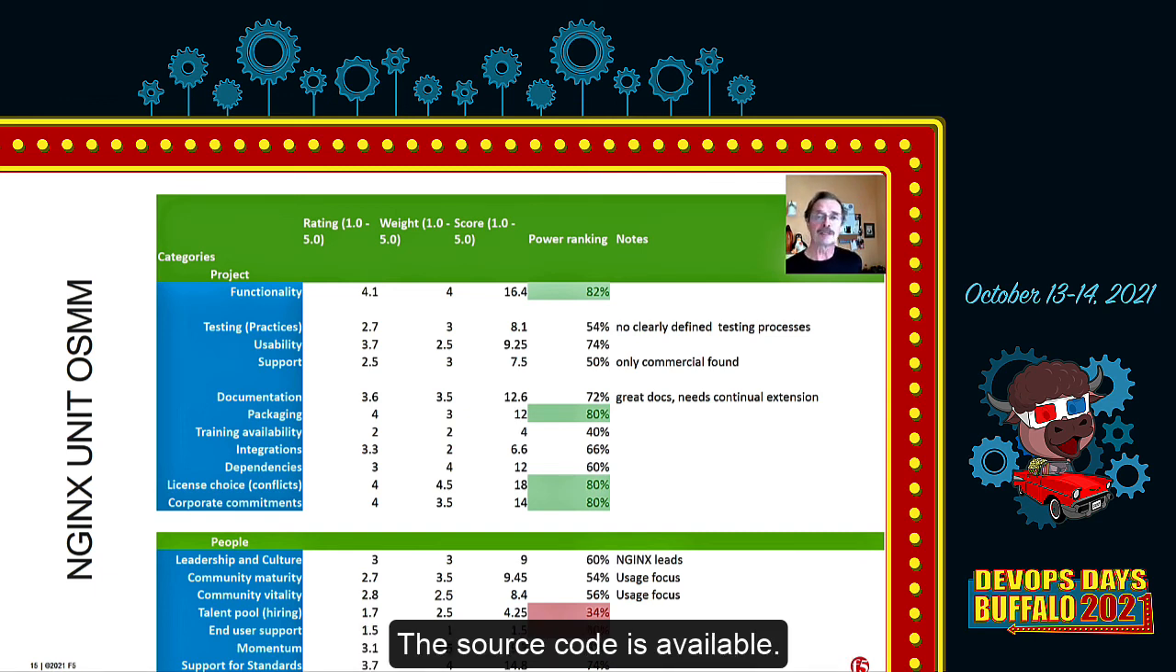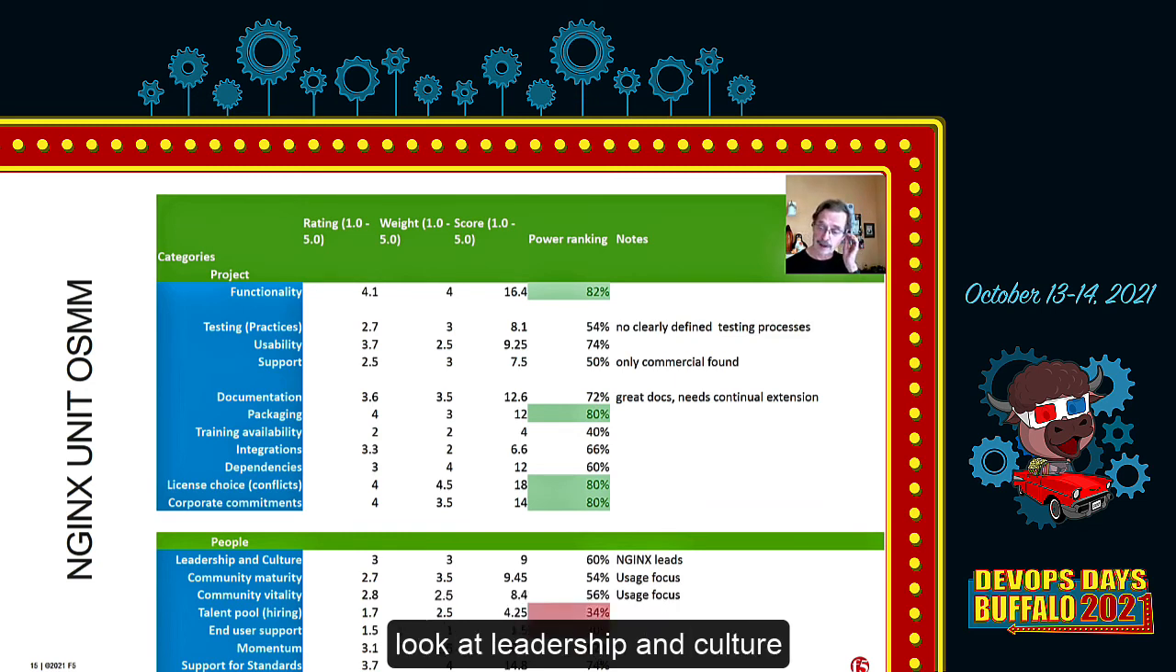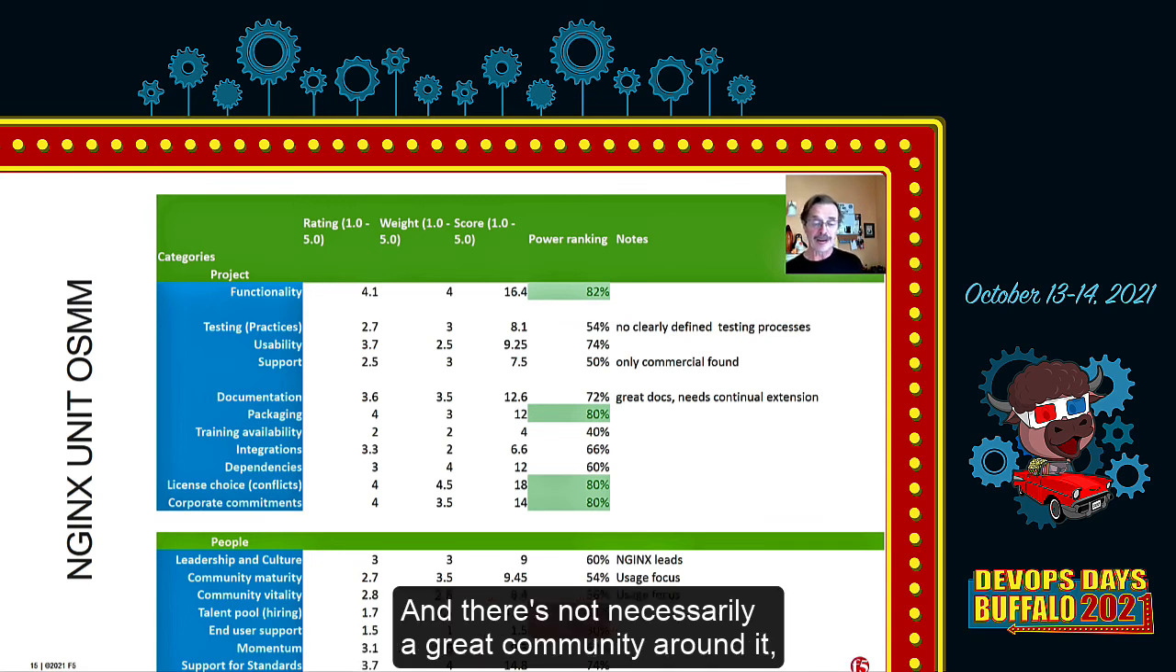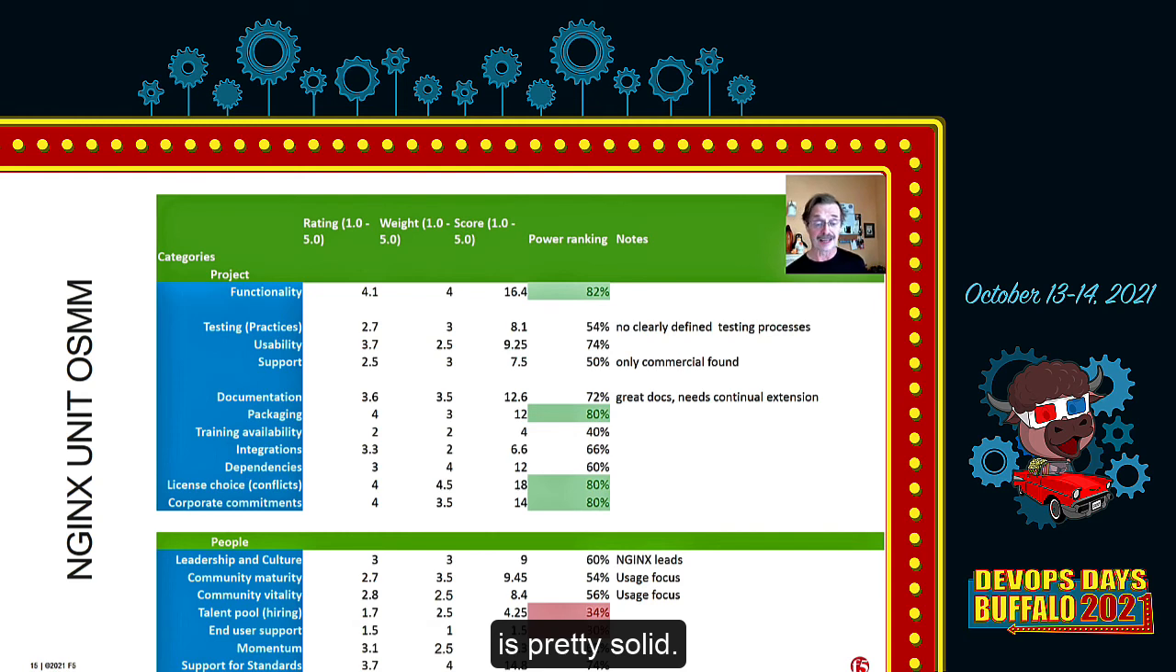The source code is available. The source code is understandable. I can contribute to the source environments. I can take this source and build what I want out of it. But now let's step down and look at leadership and culture. Nginx leads. This has been an Nginx project. It was built by Nginx. Nginx leads. And there's not necessarily a great community around it, but the company, Nginx, and the community driving it right now is pretty solid.